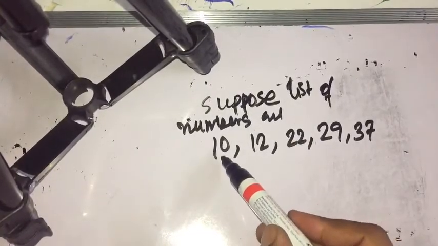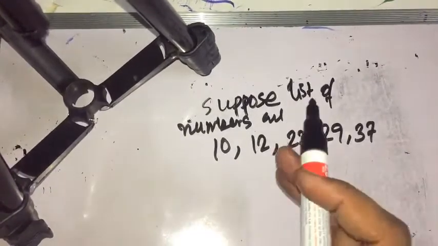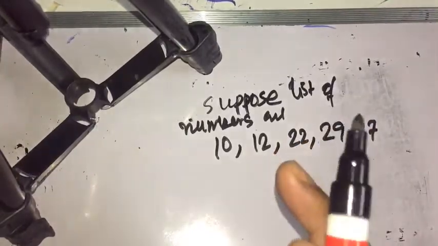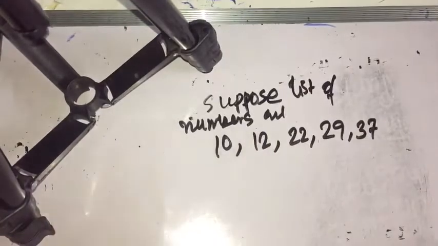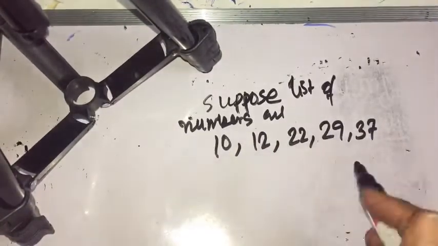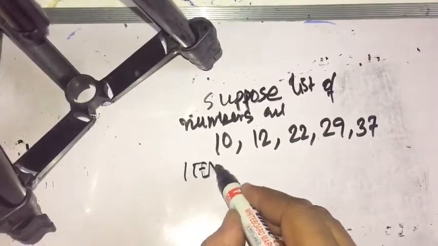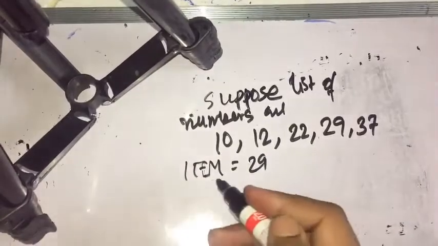Look here carefully: all numbers are sorted. So the main criterion for binary search is that the elements must be sorted from left to right. All elements must be sorted. The item is suppose 29. Now 29 needs to be searched.